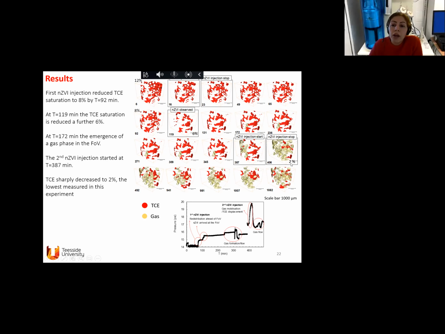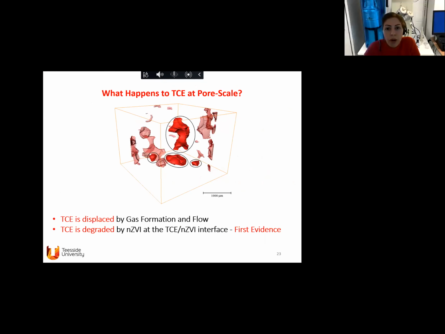Now, if you look at the concentration of TCE, after we have the flow of gas everywhere in the column, the concentration of TCE is reduced down to 2%. So we're going from 12 to 6 and now reduced to 2%, which is quite substantial in terms of eliminating, moving those trapped droplets that I mentioned in the beginning. So this is quite interesting for us. We wanted to now go back and explore what is happening at pore scale.